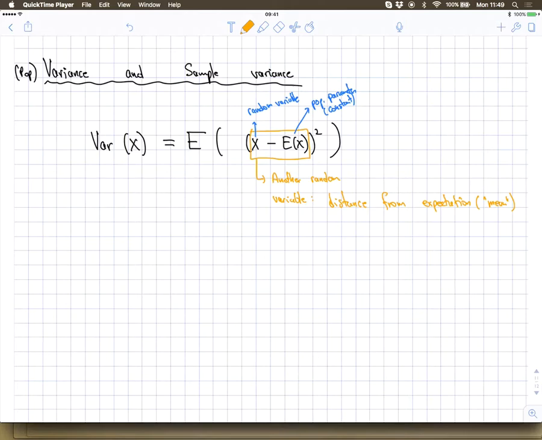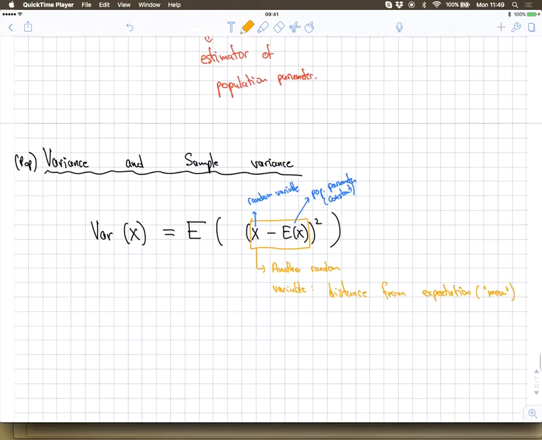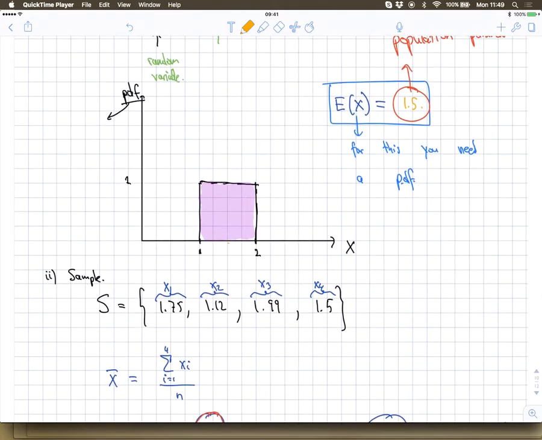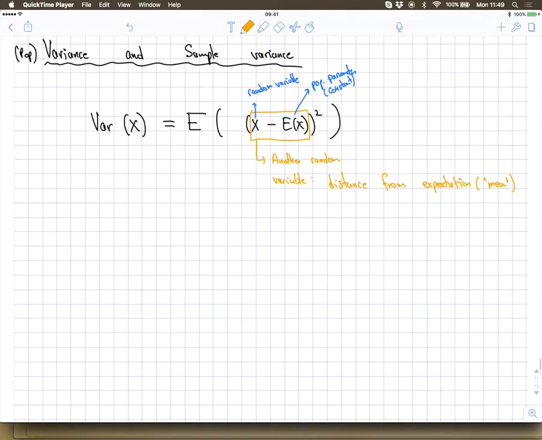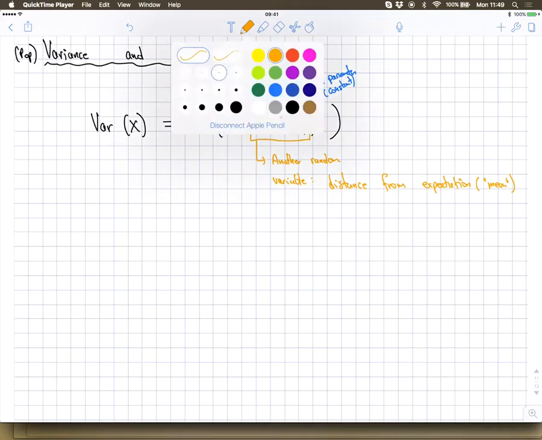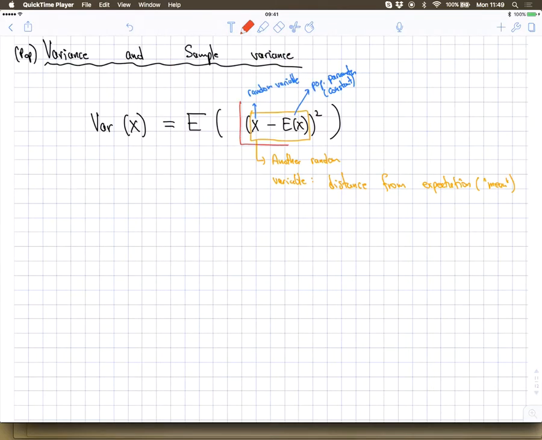Every time I pick a value of x, right? So if I go back to this bit here, if I pick a value of x that's 175, okay, how far away is that from the mean? It is 0.25, right? If it's 1.5, how far is that from the mean? 0. Okay, and this distance can be positive or negative. If I square it, this is also a random variable. It will also have a distribution. What will this tell me? This is simply the distance squared.